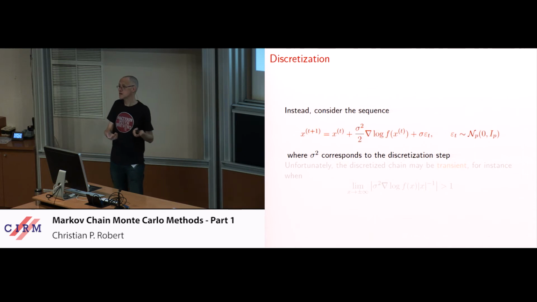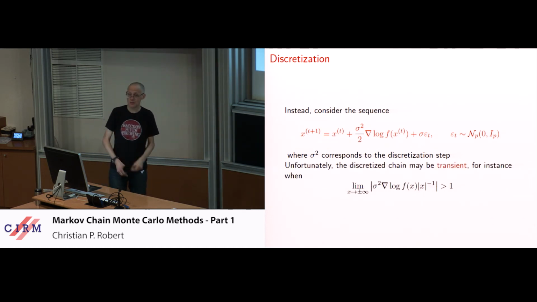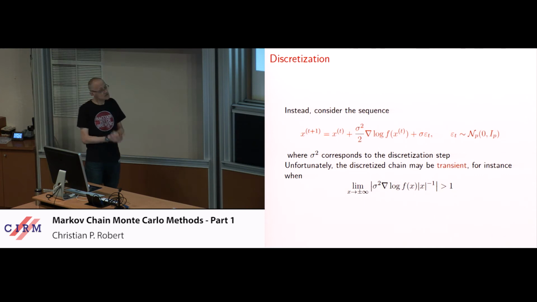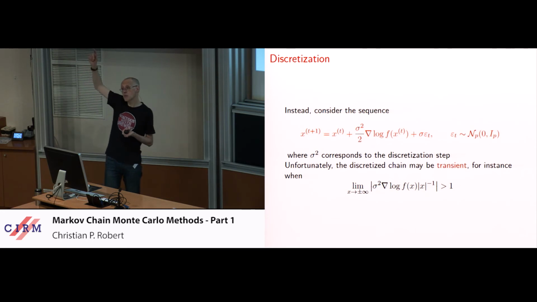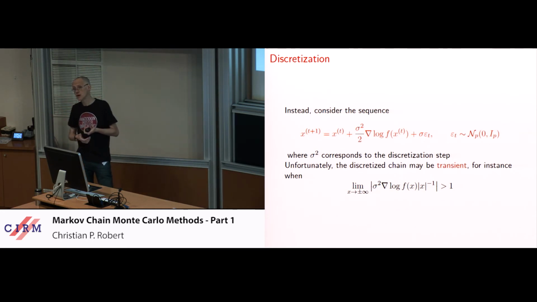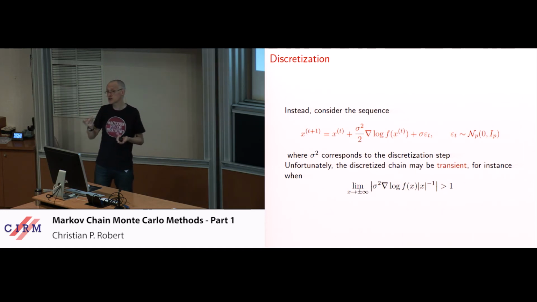So that could solve all problems at once. We would have a Markov chain with f as its stationary. Unfortunately, that doesn't work so nicely because the discretized version may have very poor properties. For instance, it may be transient. So it may go up and up and up and never come down to a region of interest.